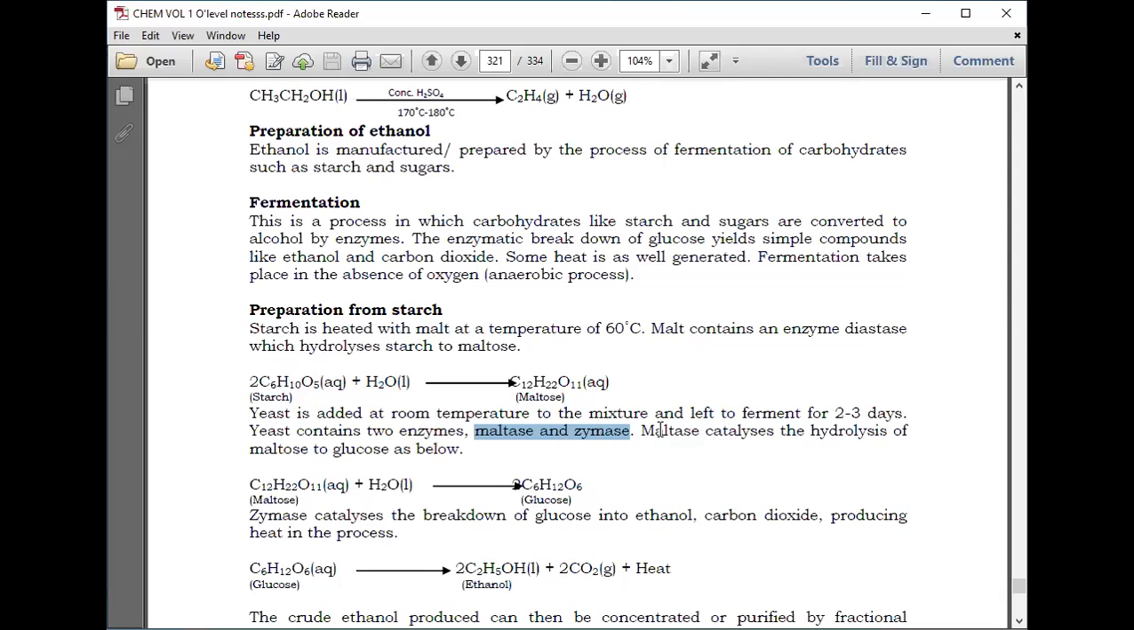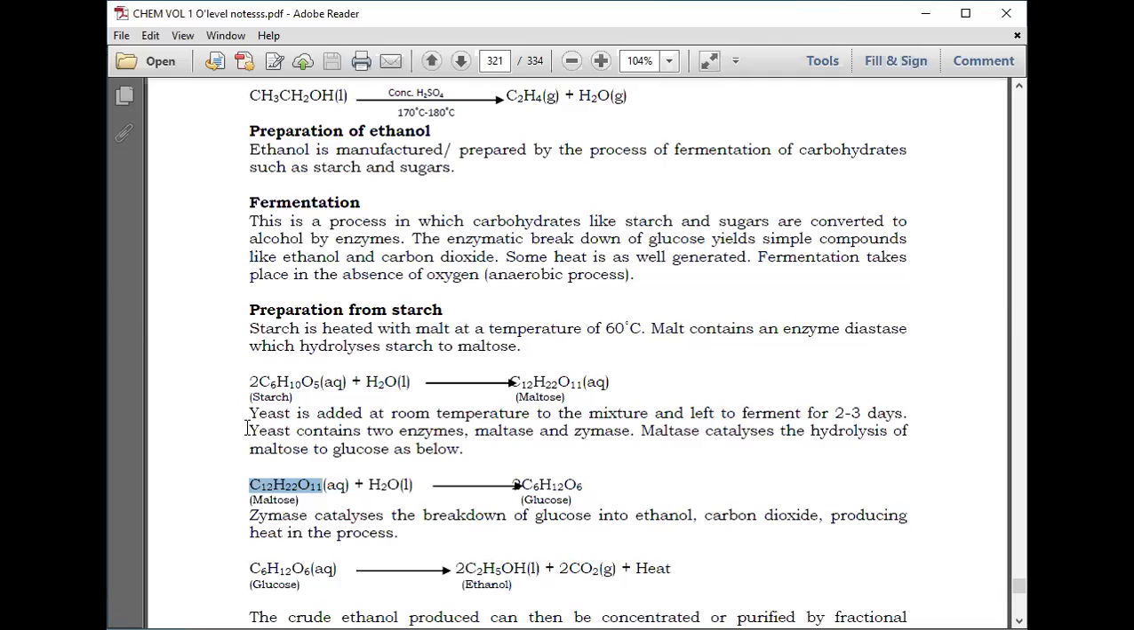Maltase and zymase. Maltase catalyzes the hydrolysis of maltose to glucose. And the formula for maltose, I think you do this in biology, this shouldn't be a problem. The formula of maltose is C12H22O11. Now let me simplify this for you.